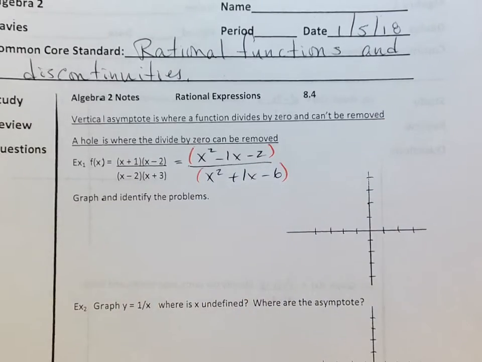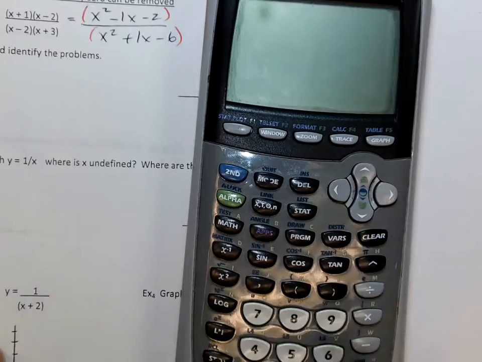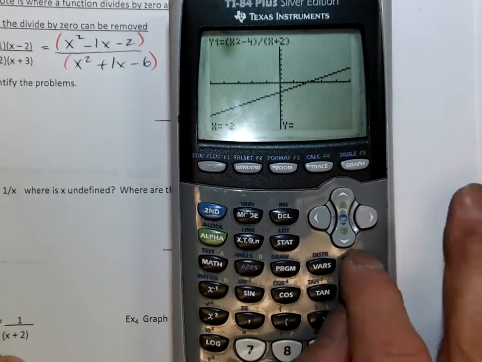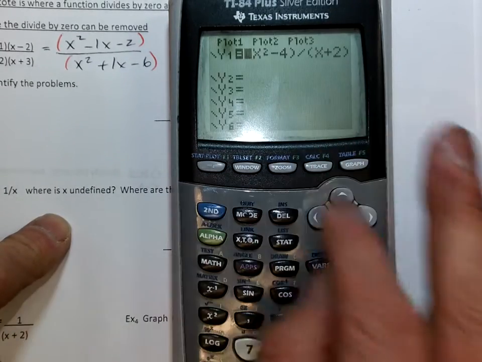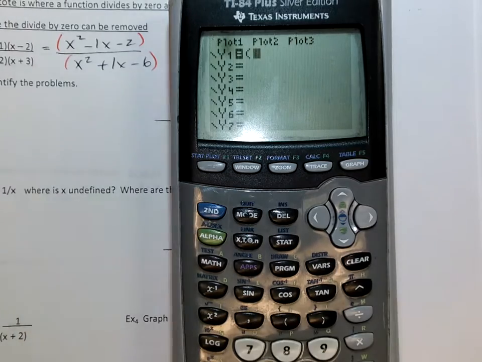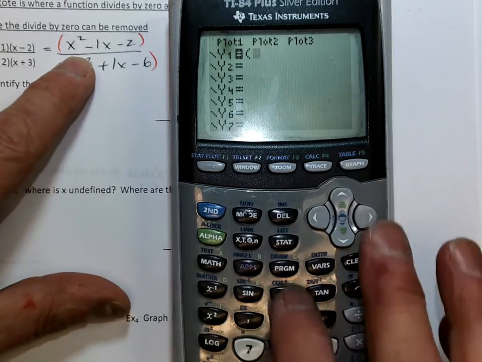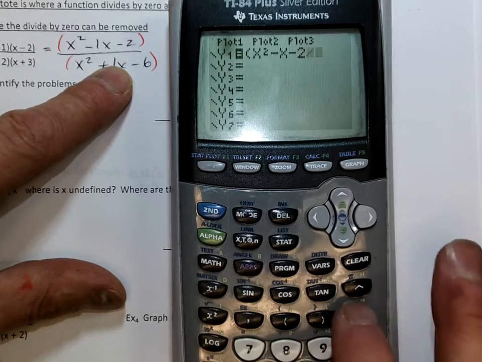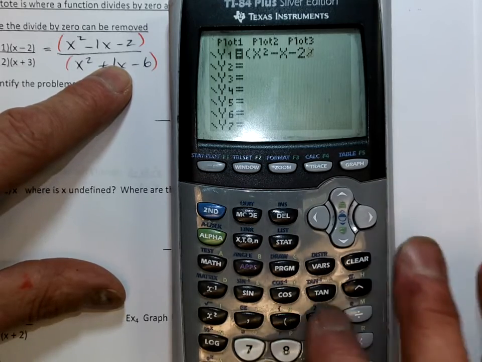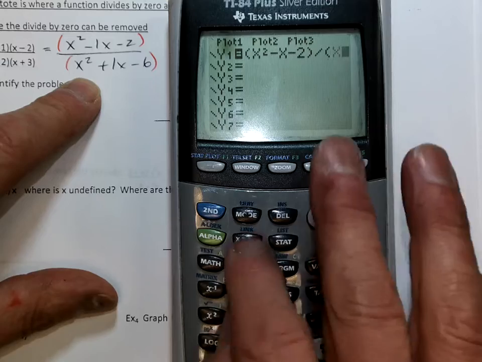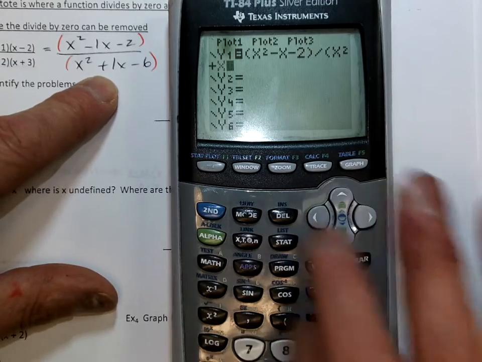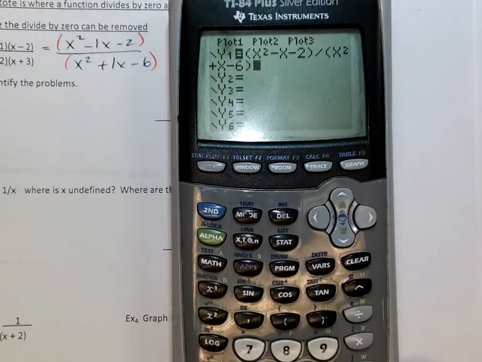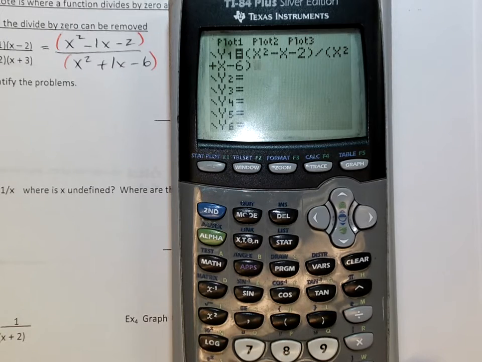So I'm going to put this in my calculator and take a look at what it looks like. I'm going to clear, go to y equals, clear that out. I'm going to use parentheses because you need the entire top divided by the entire bottom. So I'll go parentheses, x squared minus x minus 2, divided by parentheses, x squared plus x minus 6, okay? You don't necessarily need to put it in. I just want you to watch, but if you want to put it in, great.